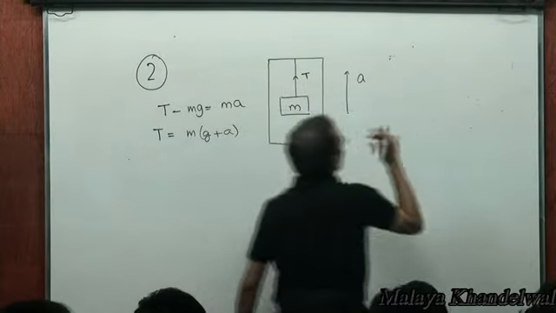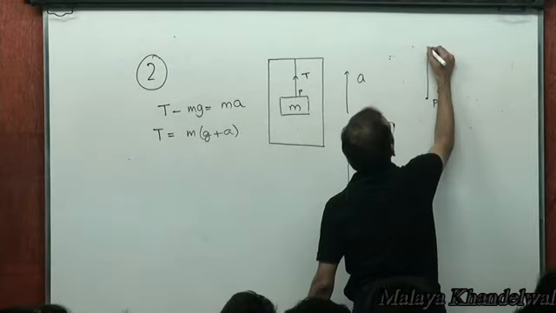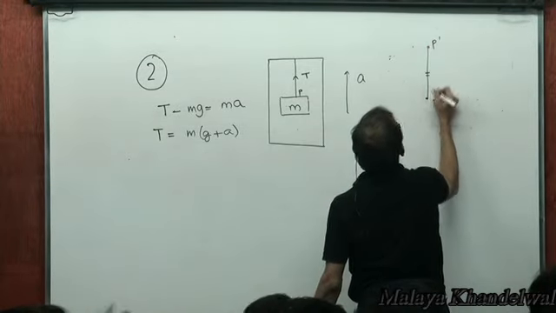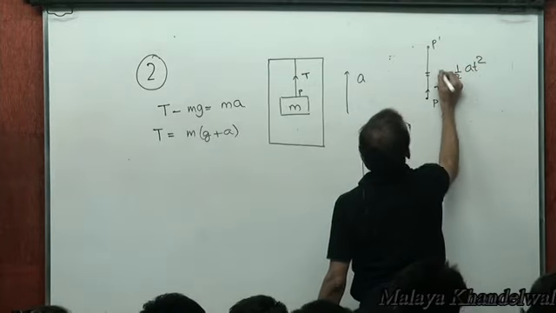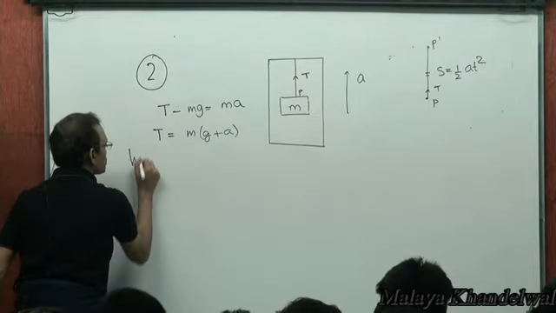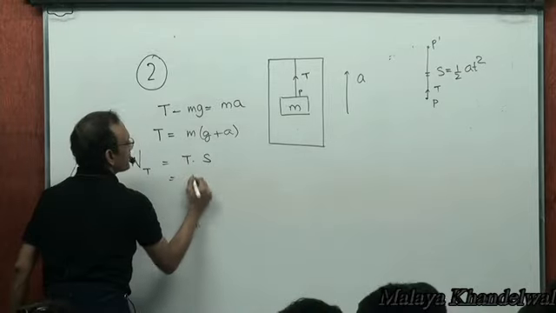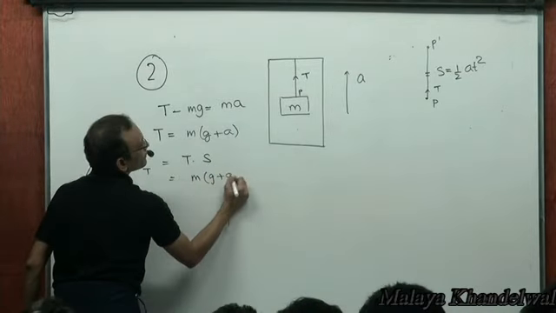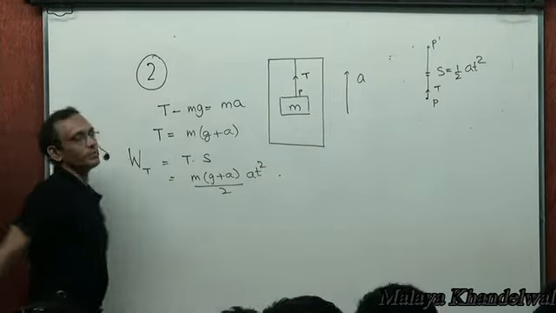Then in the ground frame of reference, this point P in t seconds must have moved to P prime, the point of application of T, by an amount half at squared, which must be the displacement in the direction of T. So the work done by tension on the block must be T into S, which is m into g plus a by 2 into at squared. That must be the work done by T.